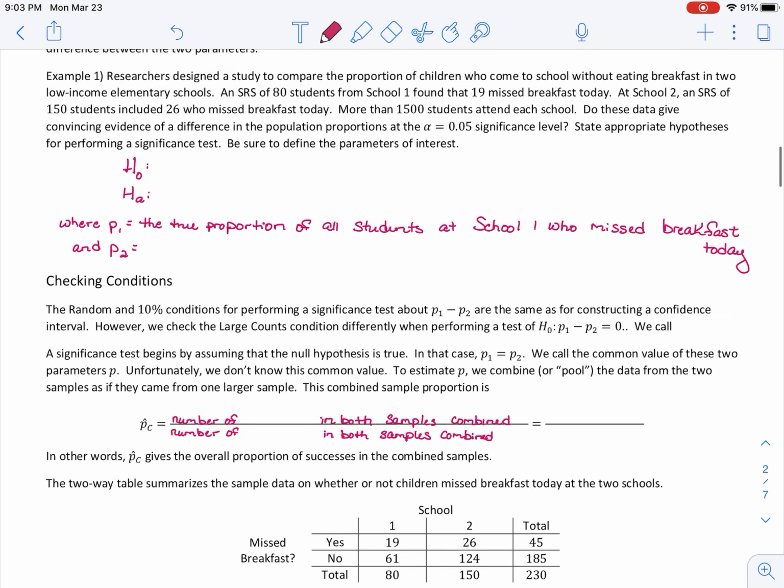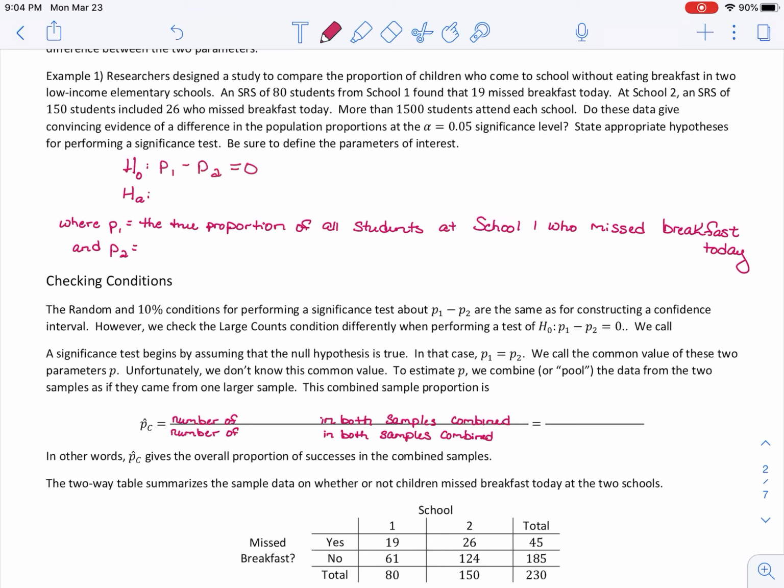For this example, we have a proportion of children coming to school without breakfast in two low-income elementary schools. We know 19 of the 80 at school 1 and 26 out of the 150 at school 2. Both schools have more than 1,500 kids, and we're looking for convincing evidence. We start with our hypotheses, and just like I wrote before, the null is that the first population proportion minus the second population proportion is 0. There's no difference. It's what we think might be true.